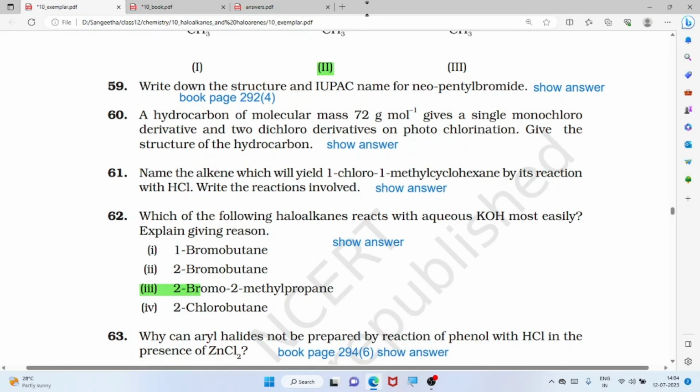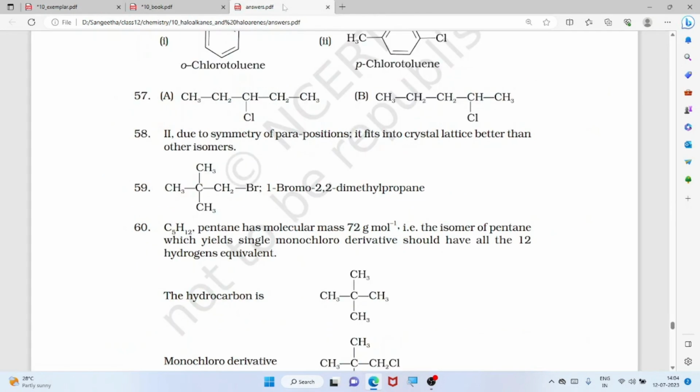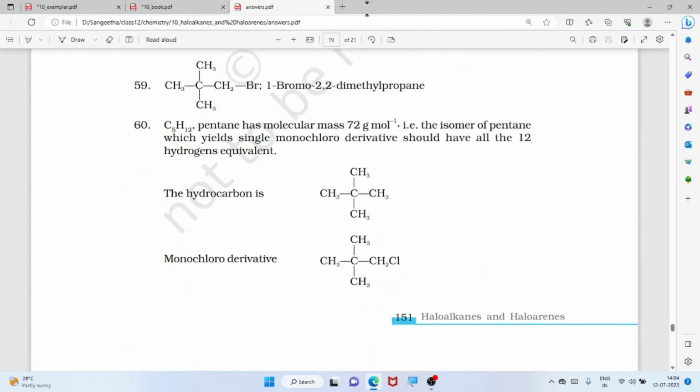A hydrocarbon of the molecular mass gives a single monochloride derivative and two dichloride derivatives on photochlorination. Give the structure of the hydrocarbon. Question 60. This is the one. Okay.